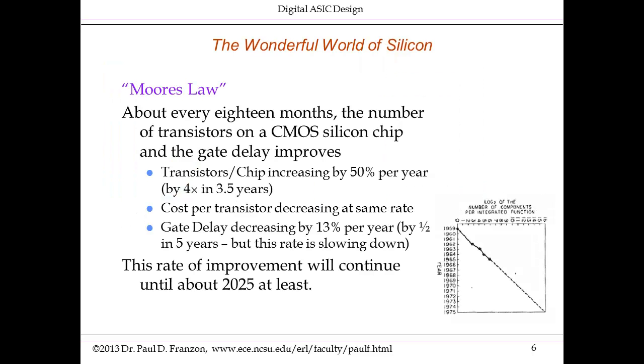A driving law in the silicon industry is Moore's law. Gordon Moore of Intel observed in the mid-60s that the number of components per integrated circuit, which was invented in the late 50s, the number of transistors per integrated circuit, was increasing exponentially with time. And there's a plot from his paper on this on the right. In 1959 we had 1 transistor, then 2, then 4, then 8 in 1965.